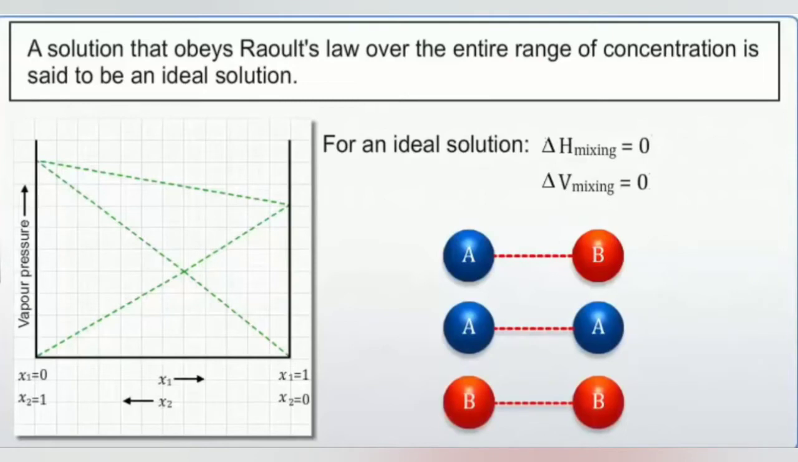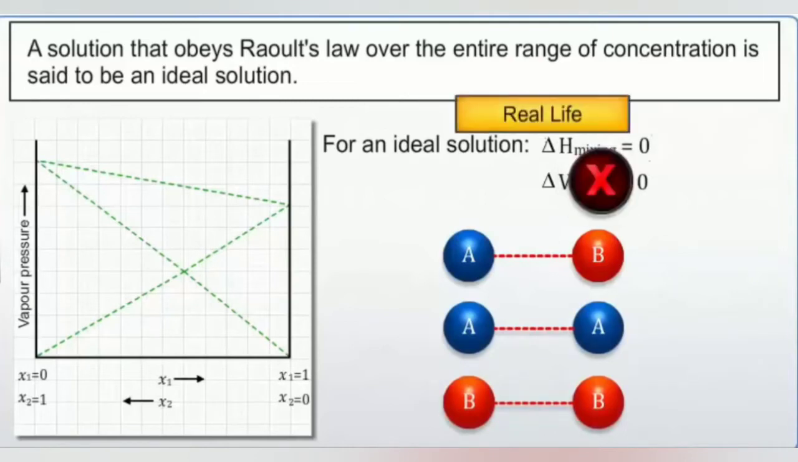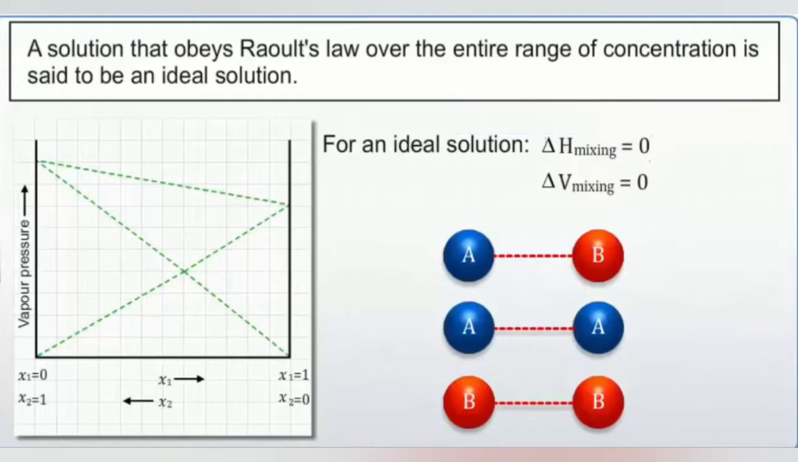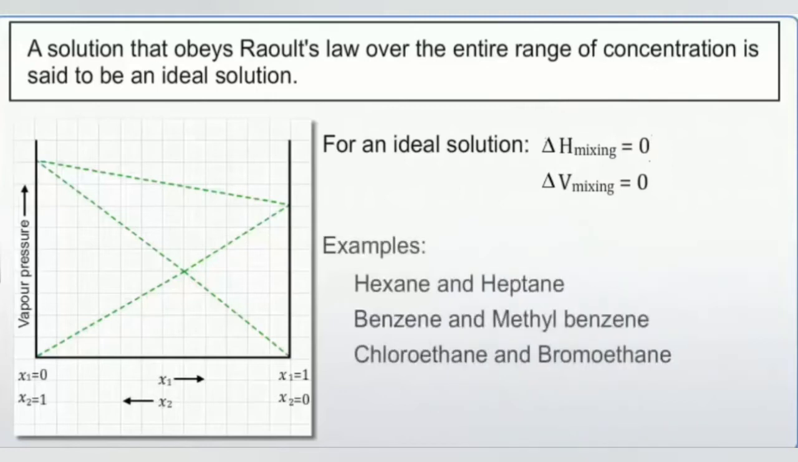However, in real life, there is actually no such thing as an ideal solution, but some liquid solutions get fairly close to being ideal. These are mixtures of two very closely similar substances. Some common examples of mixtures that show nearly ideal behavior are hexane and heptane, benzene and toluene, chloroethane and bromoethane. Since ideal solutions obey Raoult's law, they show the graphical behavior as shown on the screen.